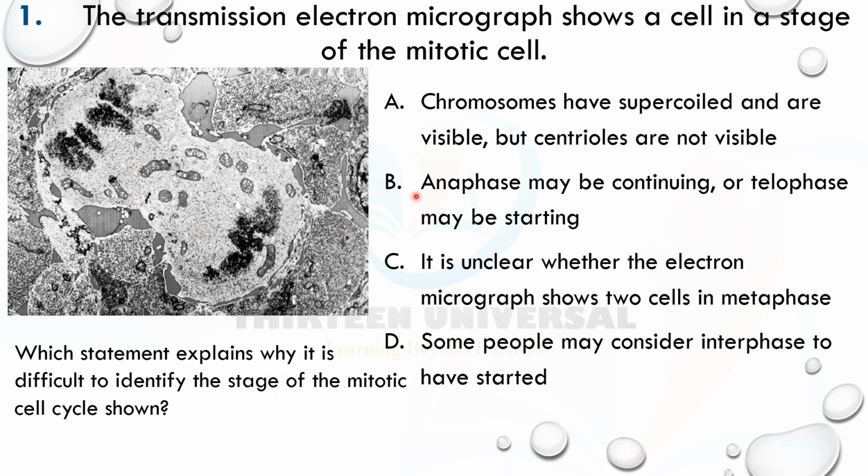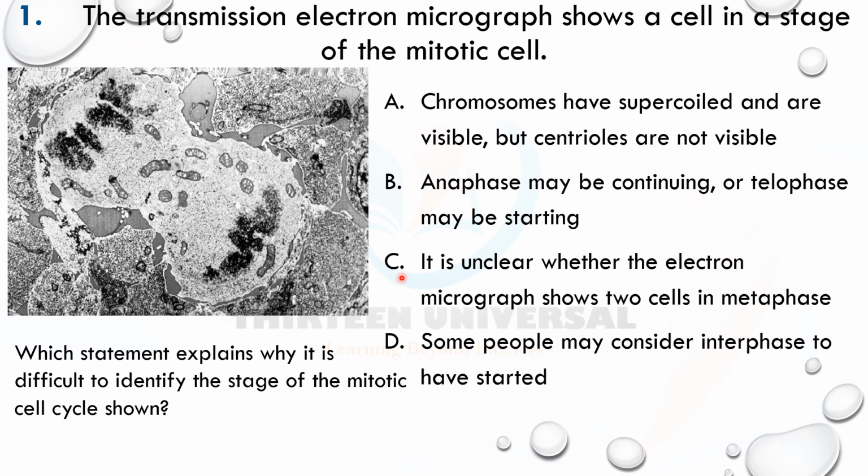B says anaphase may be continuing or telophase may be starting. This is why it is difficult, because it appears like anaphase. The sister chromatids have separated at the poles, so we don't know whether anaphase is continuing or telophase is starting. Of course, when telophase begins, the nuclear envelope reforms, the nucleolus reappears and all of that. So this is where the problem is.